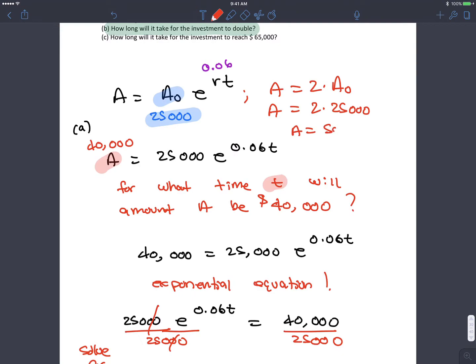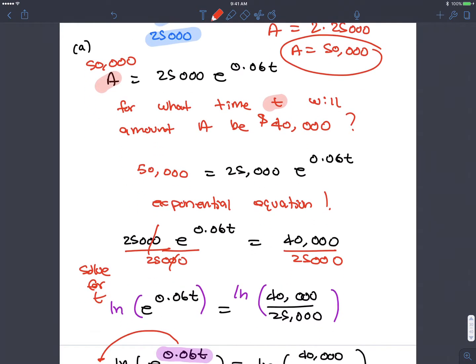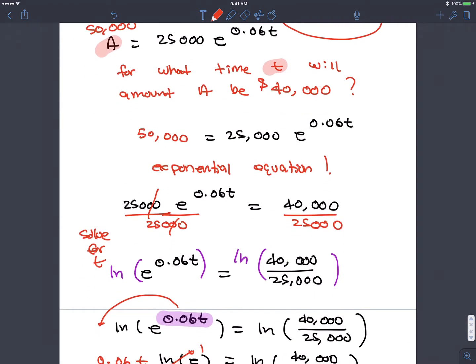The amount A will become 50,000. So what I'm going to have to do now is replace this A value. That was 40,000, and now replace it with 50,000. So what happens now is this 40,000 gets removed. It is now 50,000. And so we still get, let's change this portion here too. We still get an exponential equation. However, let's look at the details here.